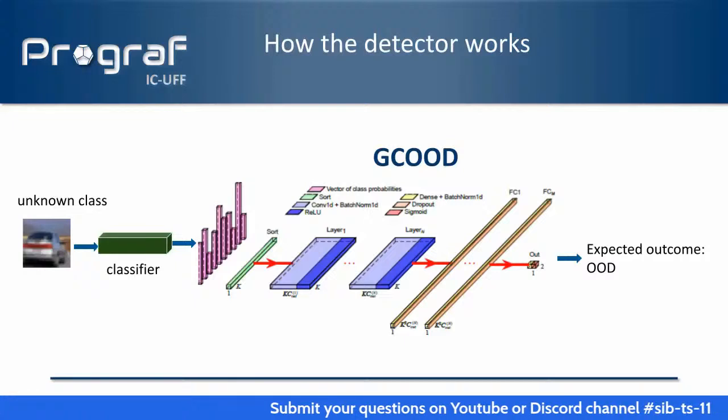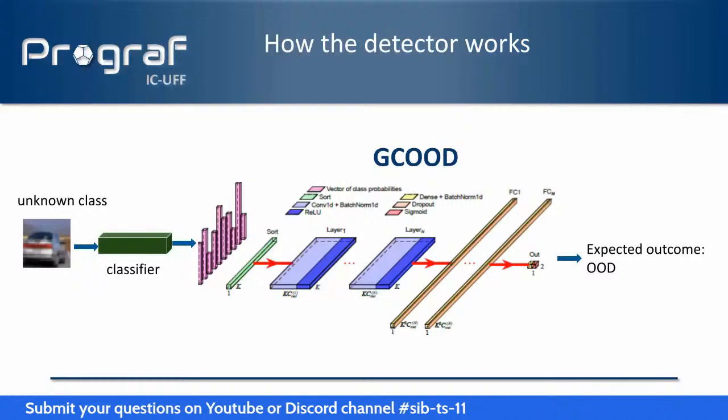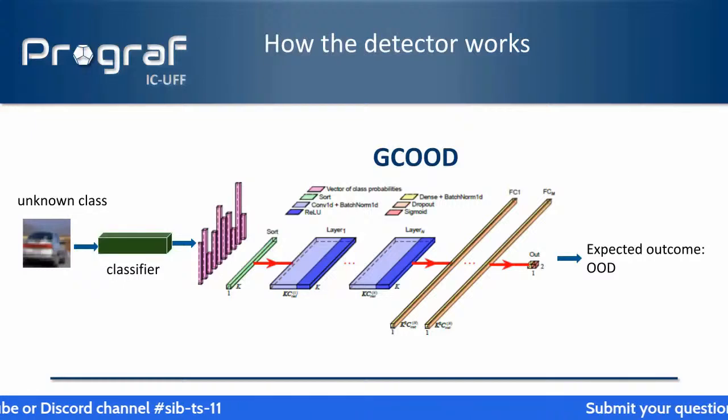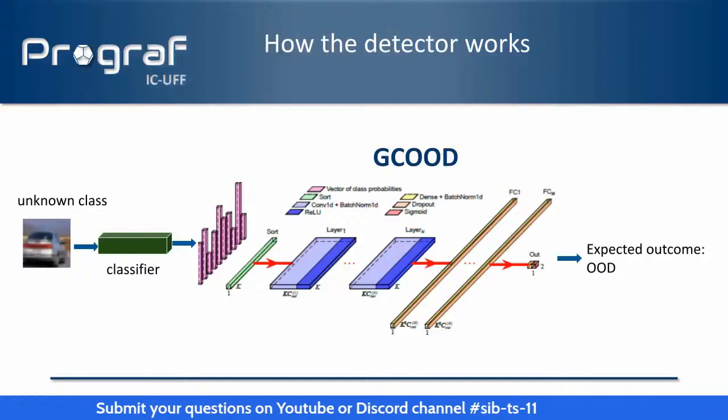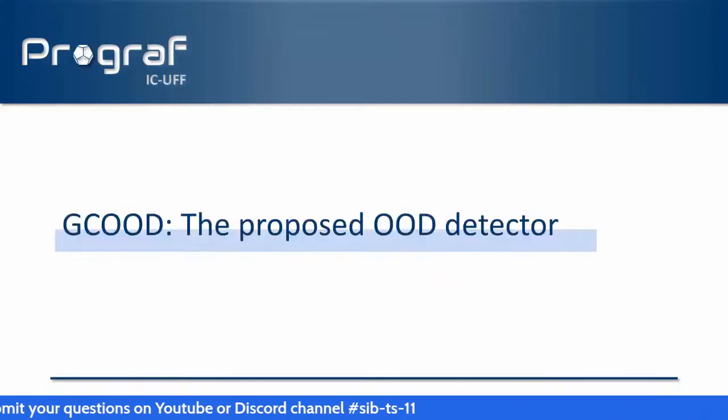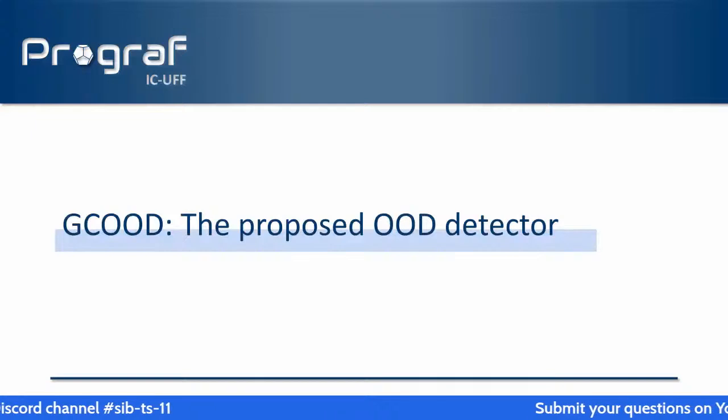Most works that detect OOD use at least two datasets, one for training and one for test. Doing it this way can generate bias, and as a way to avoid this, we also propose a new methodology for training. GCOD, the proposed OOD detector.